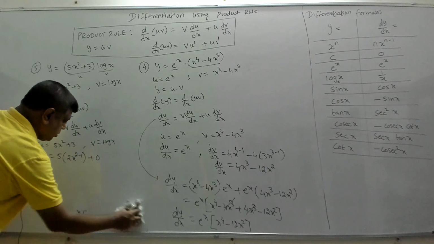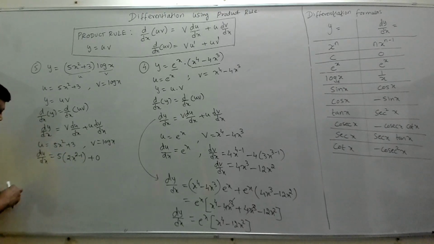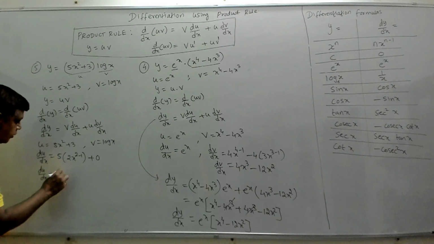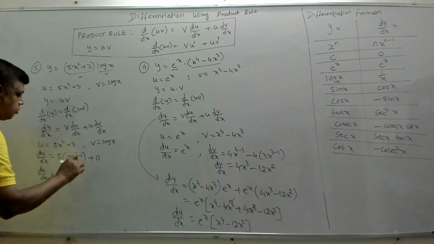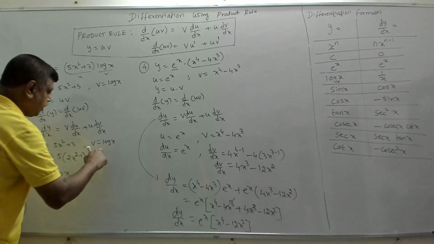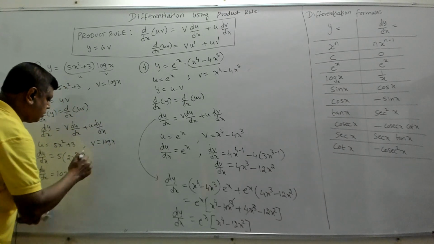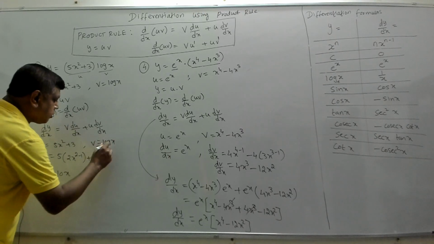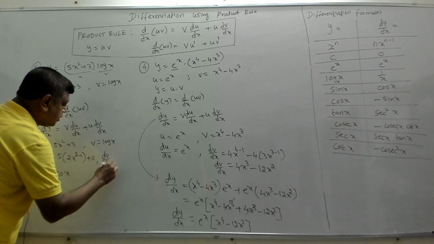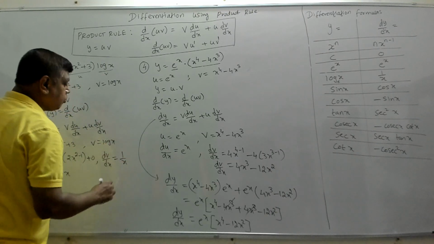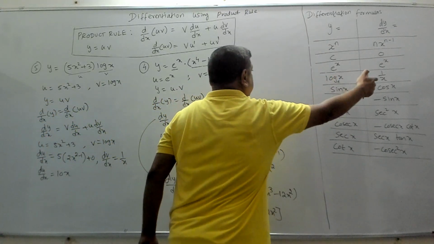So what do we get? We have du by dx becomes 5 twos are 10 into x power 2 minus 1, which is 10x plus 0. So this is du by dx. Now let's find dv by dx. v is log x, plus 0. So dv by dx, if I differentiate v, log x, differentiation is 1 by x.